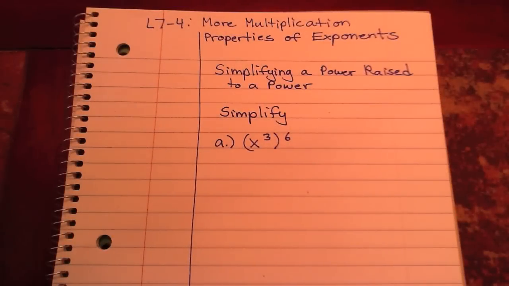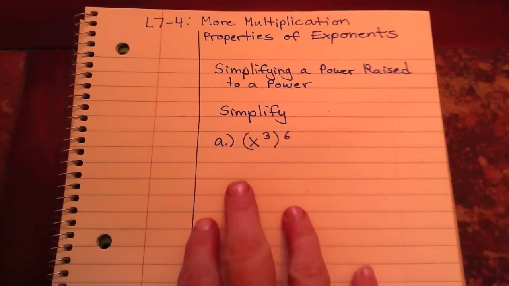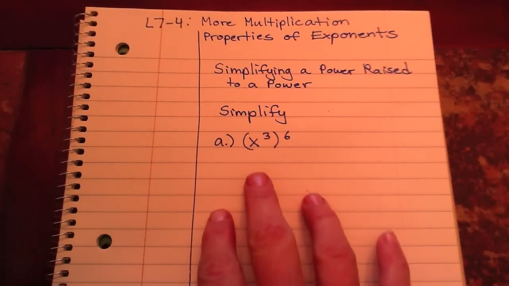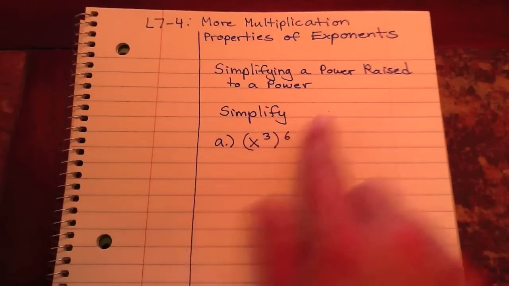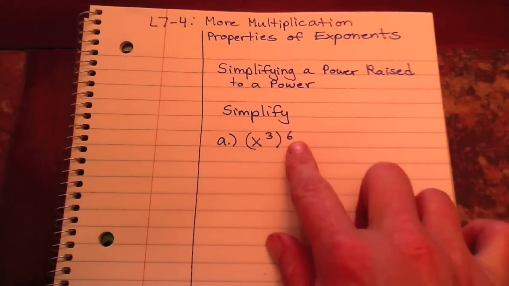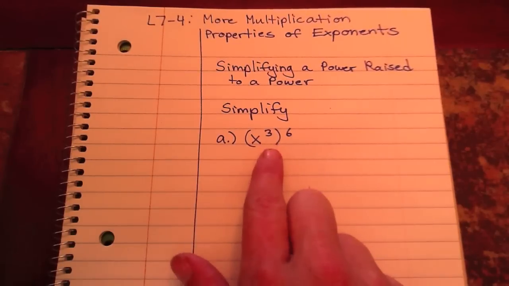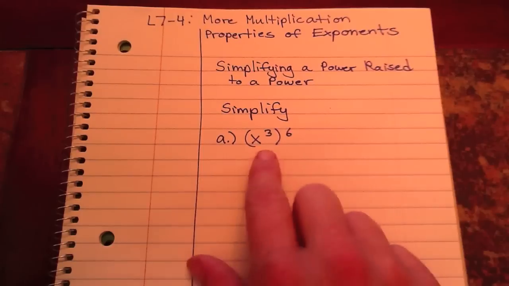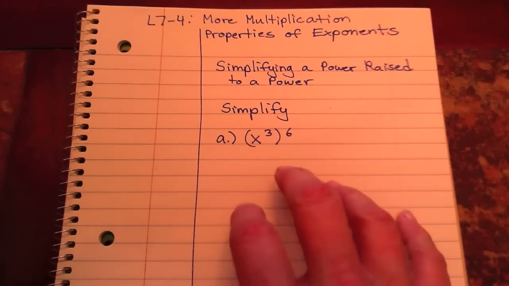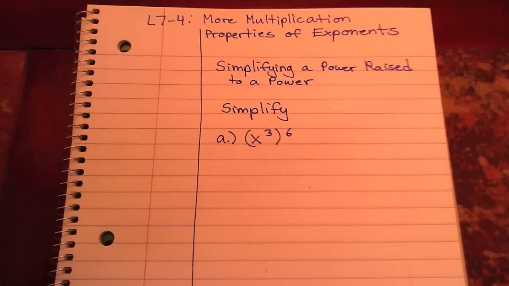In lesson 7.4, we're just looking at more multiplication properties of exponents. The difference is now we're not going to be looking at only like bases. Now we're looking at one base, and we're taking a power and raising it to another power. So we're not combining like bases anymore. This is where it gets confusing with the rule from lesson 7.3 and the rule from lesson 7.4. You have to be able to realize there's no like base here. I'm not adding my exponents.